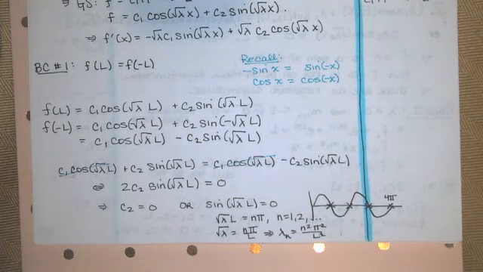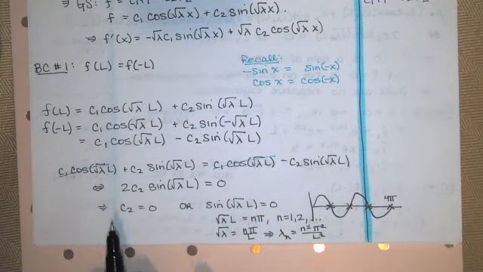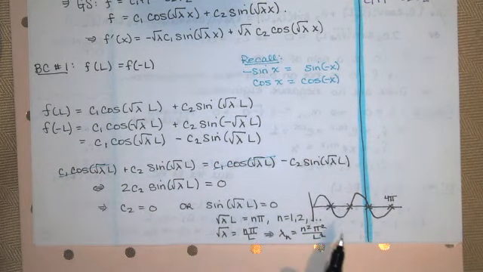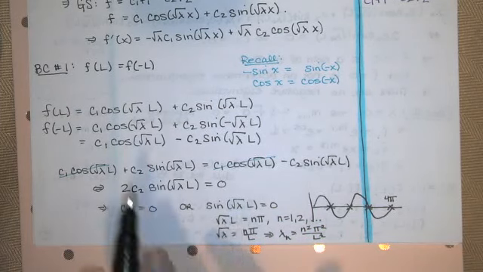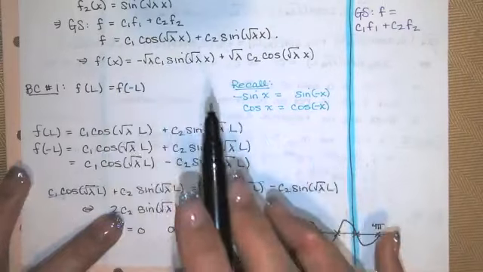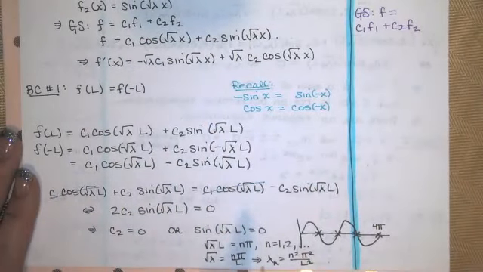Now, I want you to notice that we're not forced to say that C2 equals 0 or that lambda sub n equals this at this point. If one of these is true, then this function will satisfy the boundary value problem. Only one of these would have to be true.